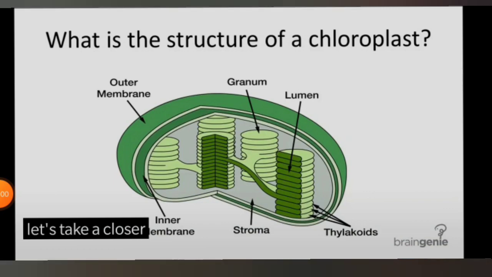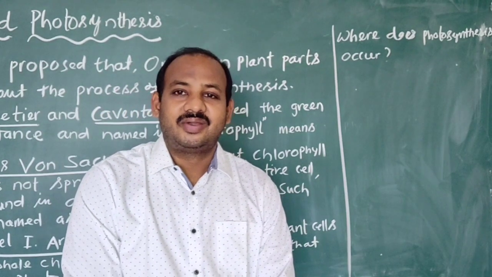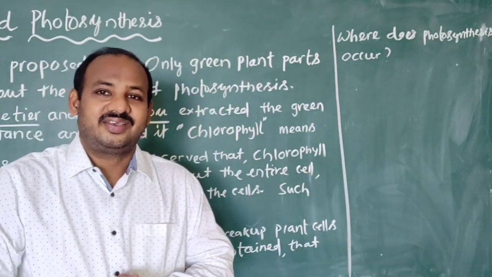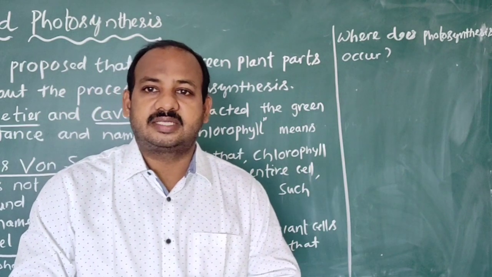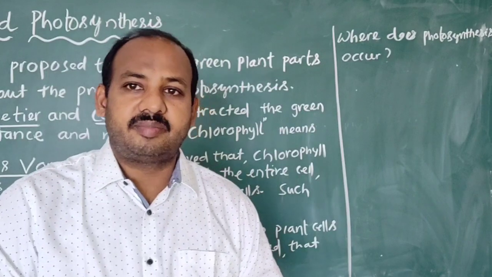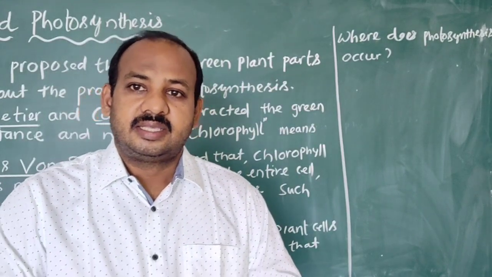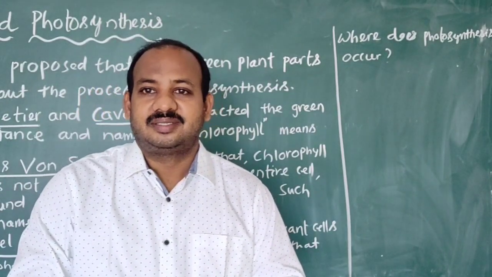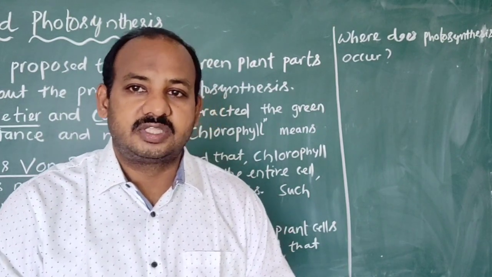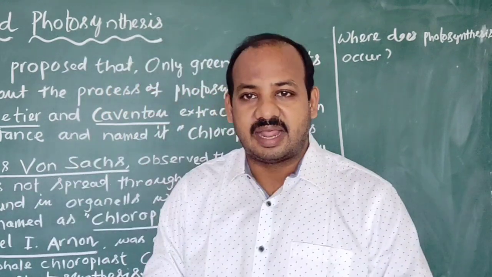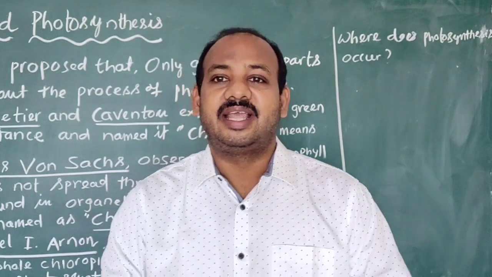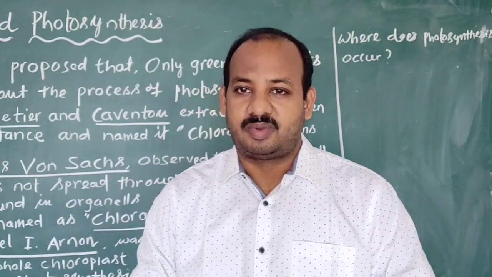So children, we have seen the structure of the chloroplast. We have already learnt that the chloroplast has mainly three membranes: one outer membrane, one inner membrane, and there are stacks of thylakoid membranes, which are called grana. The light reactions of photosynthesis take place in the grana, whereas the dark reactions of photosynthesis take place in the stroma of the chloroplast.